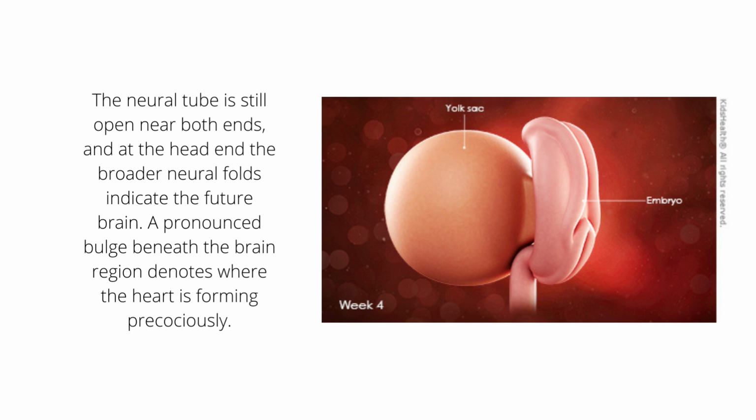In early week 4, the cylindrical shape of the embryo is plain even though the folding off process is far from complete. The neural tube is still open near both ends, and the head end of the broader neural folds indicates a future brain, and even the three primary divisions. A pronounced bulge below the brain region, there is no brain yet, but it denotes where the heart will form, and also prompt circulation through the placenta.